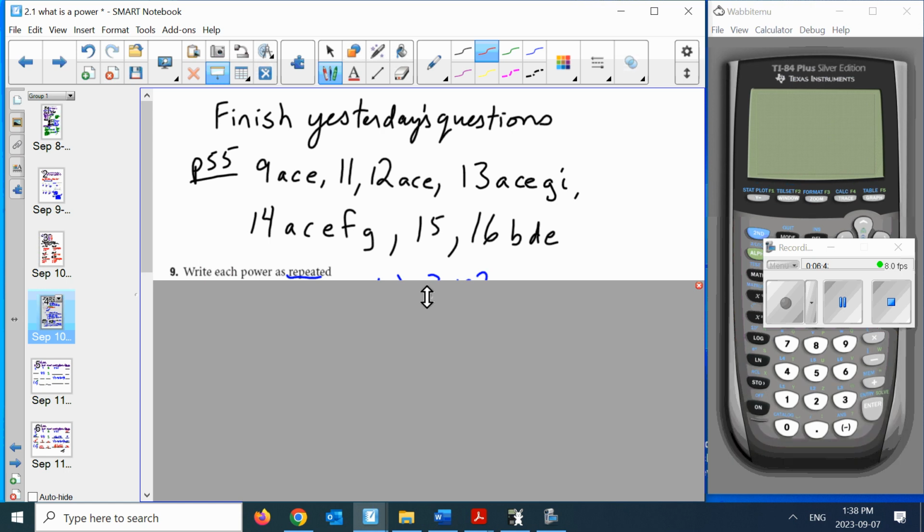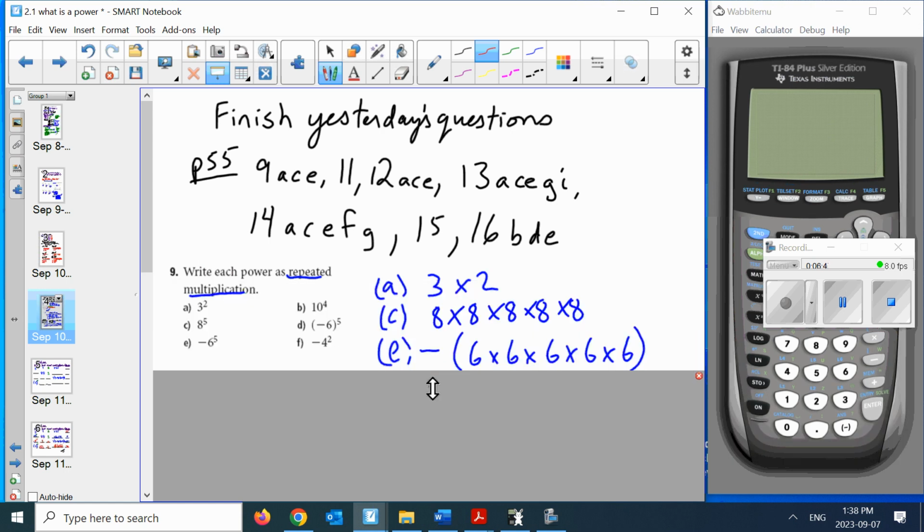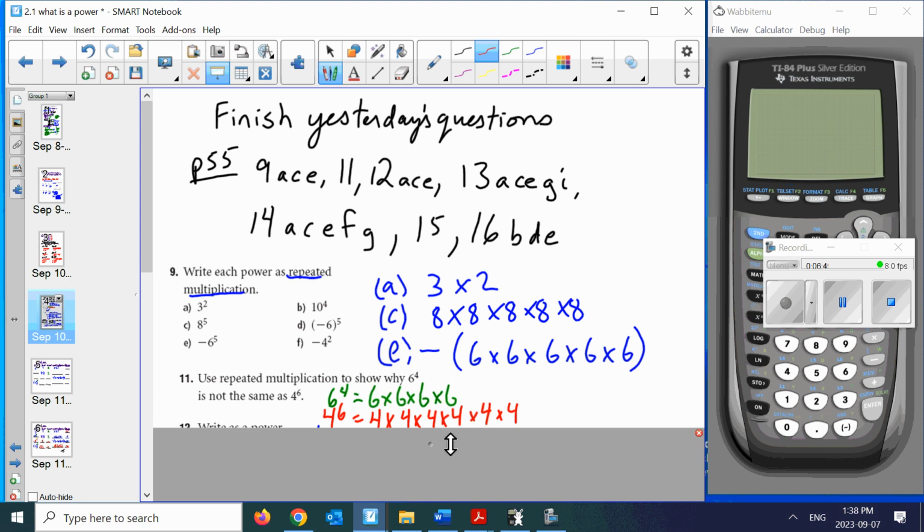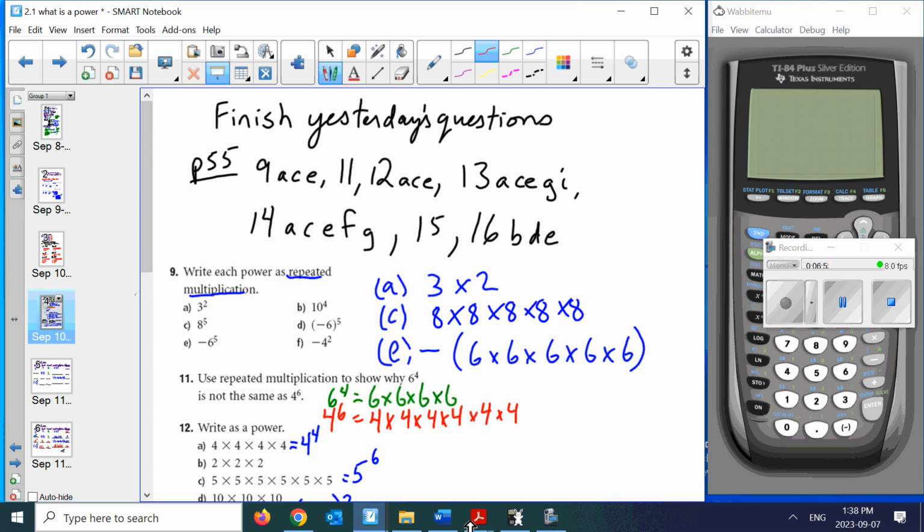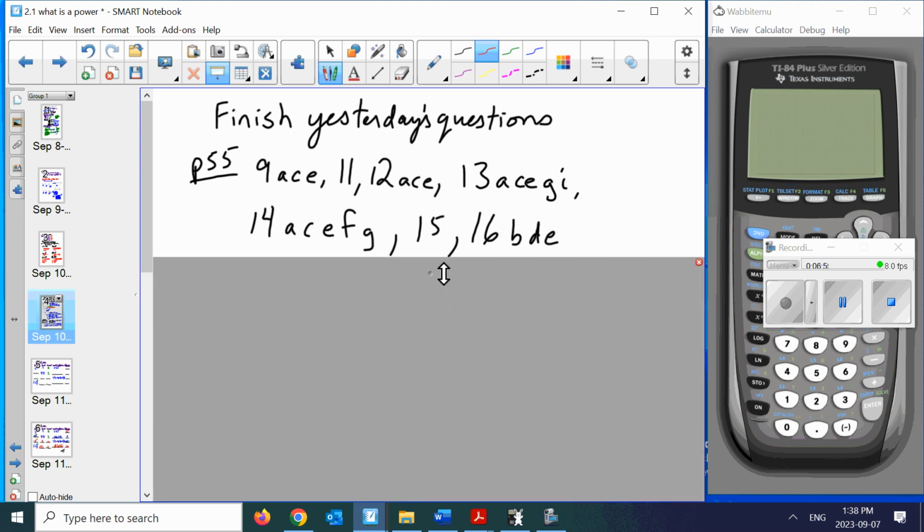Write each power as repeated multiplication. That just means like 2 times 2 times 2 times 2, or however many the exponent says. Then use repeated multiplication to show why 6 to the 4 is not the same as 4 to the 6. Write as a power. If you have 4, 4, 4, 4, those kinds of things. I think you guys should be able to do this. So I'm asking you, that's what you're going to do for the next 25-ish minutes. A little boring. Pause the video.